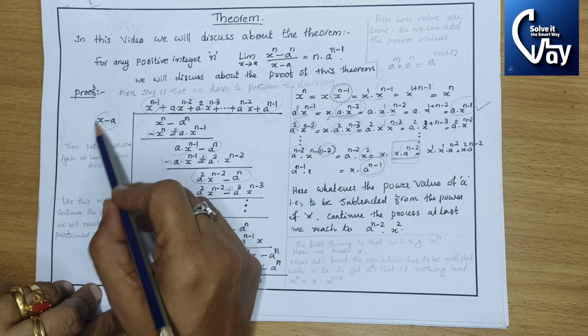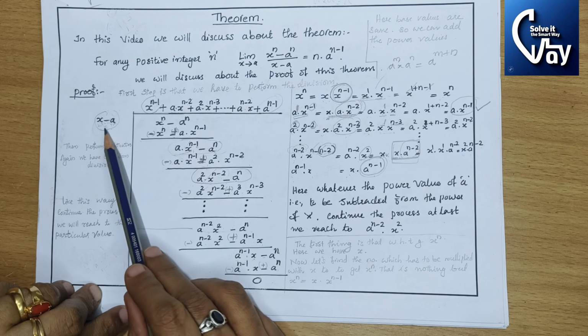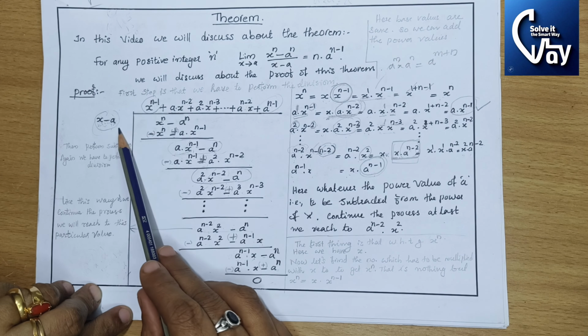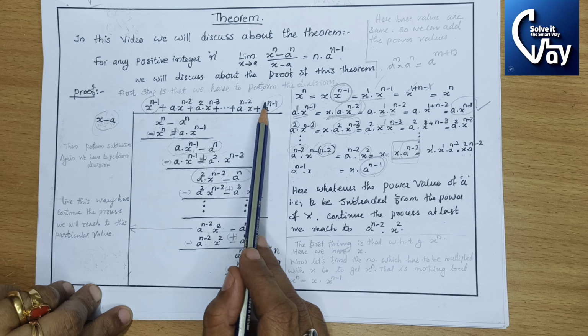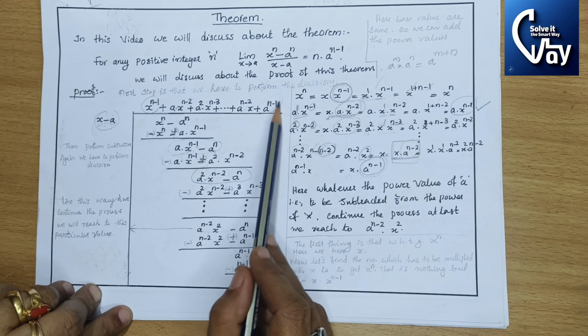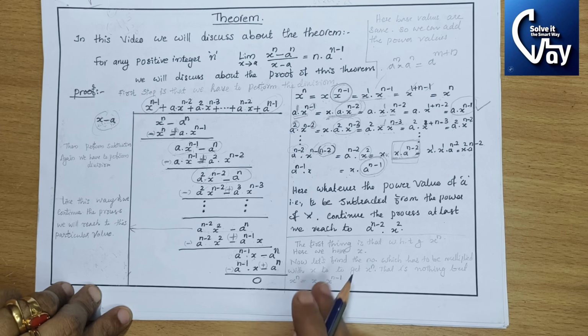Then multiply with these two. So a raised to n minus 1 into x minus a into a raised to n minus 1. A means a raised to 1 into a raised to n minus 1 gives a raised to 1 plus n minus 1. 1 and minus 1 get cancelled. Then gives a raised to n. Is it clear?